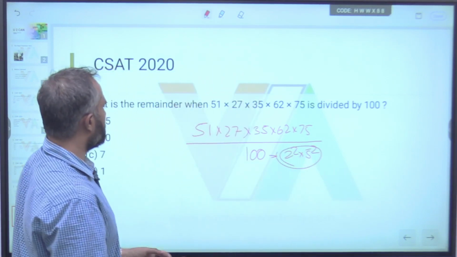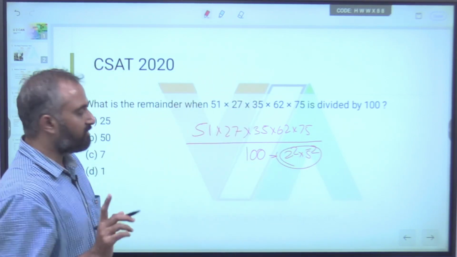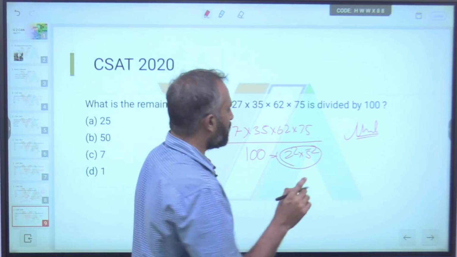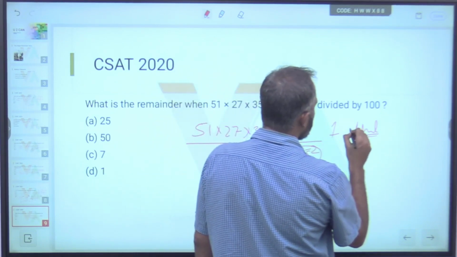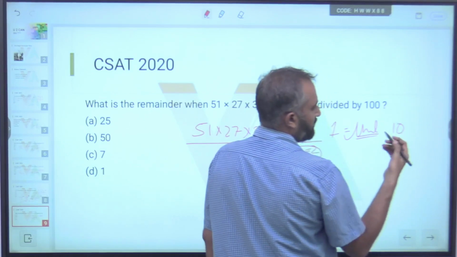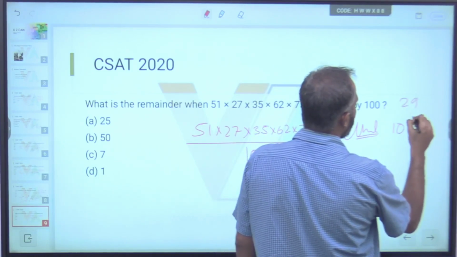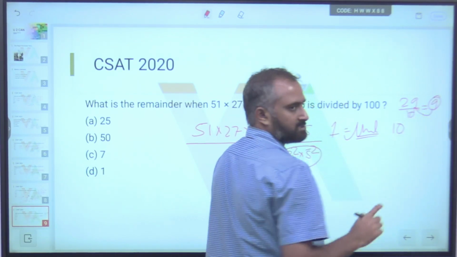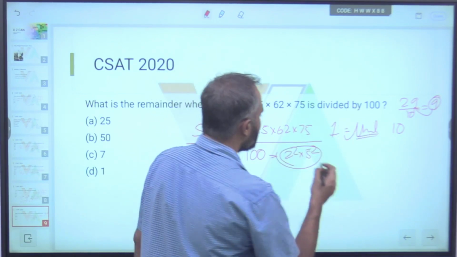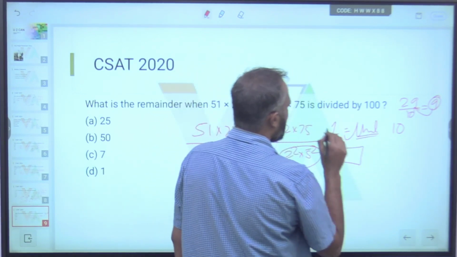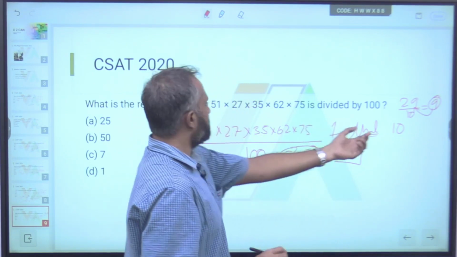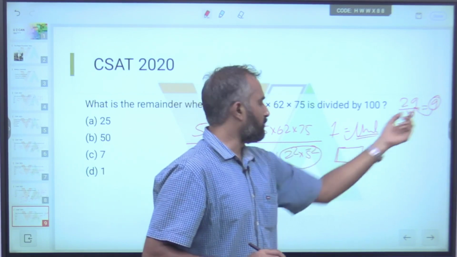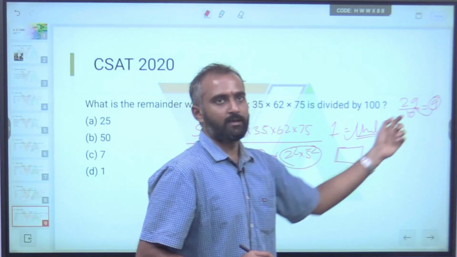Now, you see, he is asking the remainder. Remainder always depends on the unit digit, right? If you want the last digit, then divide by 10. Suppose 29 by 10. What is the remainder you get? 9. So, it always depends on the last digit. Okay. Now, he is asking 100. 100 means the last 2 digits of this product are needed because that will be the remainder. When you divide it by 10, that last digit will come as remainder. When you divide it by 100, the last 2 digits will come as remainder. Got this?